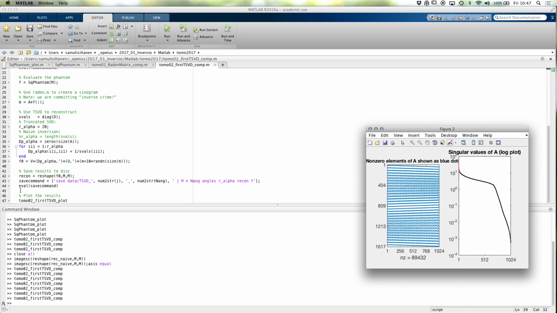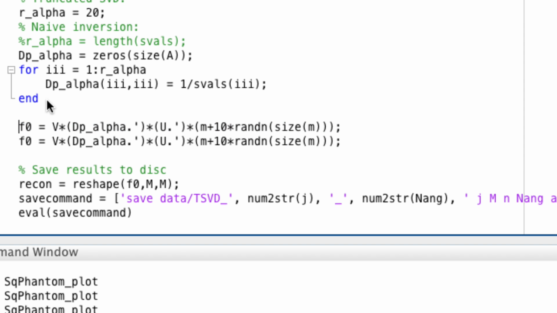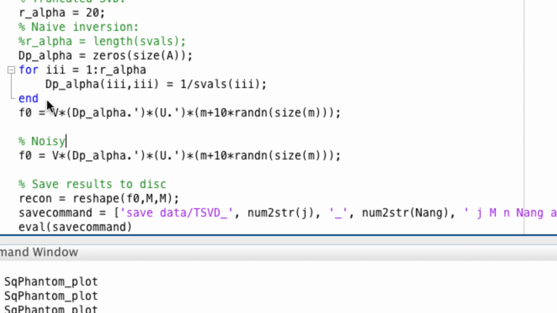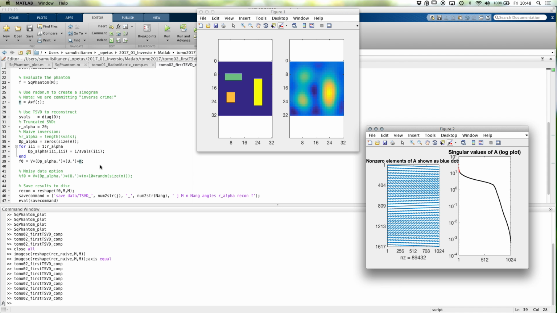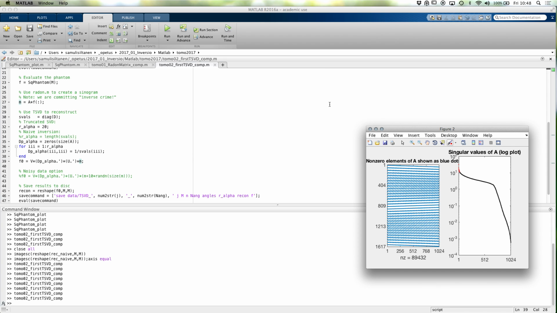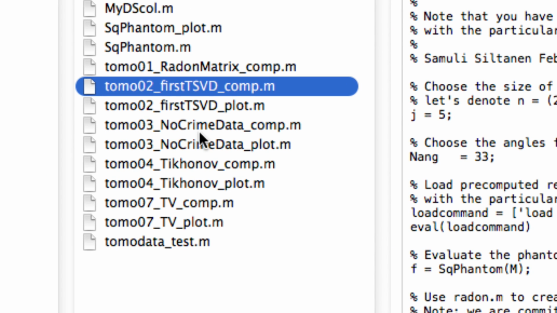But it always gives a reconstruction that is a linear combination of the singular vectors, and that's not always what we want. I think let's keep this option of having noisy data. And here let's keep this as it was. Okay. So that was the truncated SVD and inverse crime data.